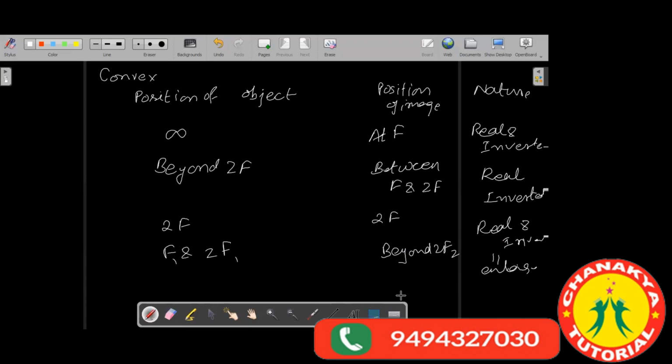Then we place the object at F. When the object is at F, the image was formed at infinity and it was highly enlarged. Real, inverted and highly enlarged.